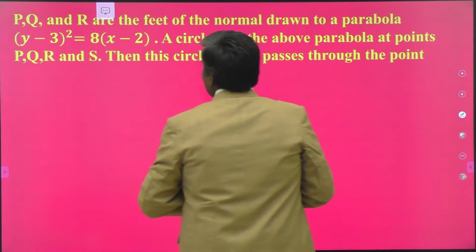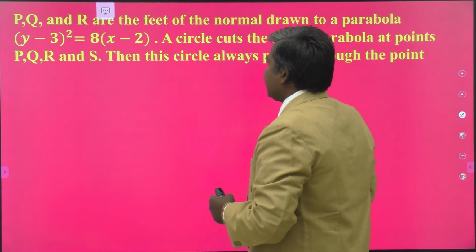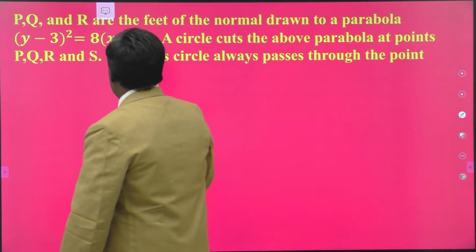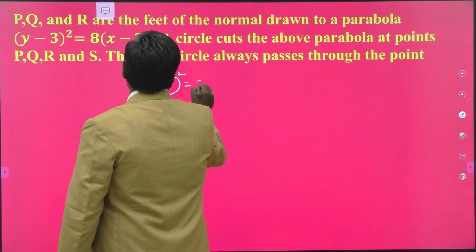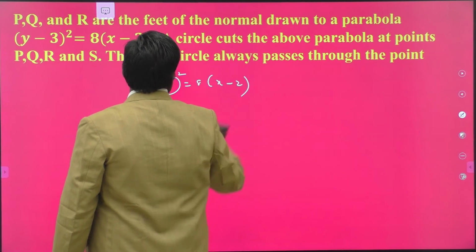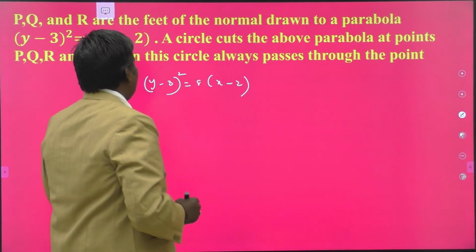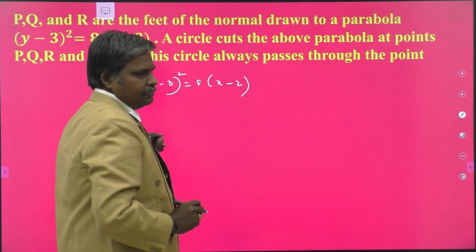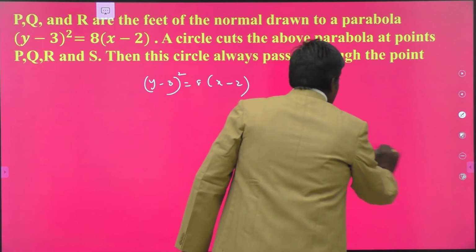Here P, Q, R are the three feet of normals drawn to the parabola (y - 3)² = 8(x - 2). Your parabola is (y - 3)² = 8 times (x - 2). What is the vertex of the parabola here? (2, 3). Right? Listen carefully. This is my parabola.